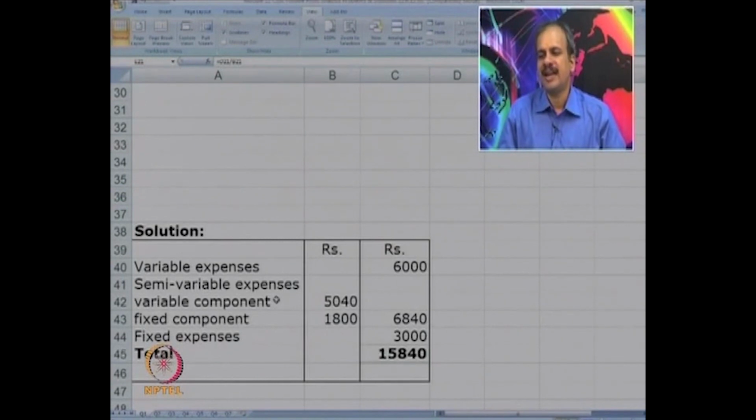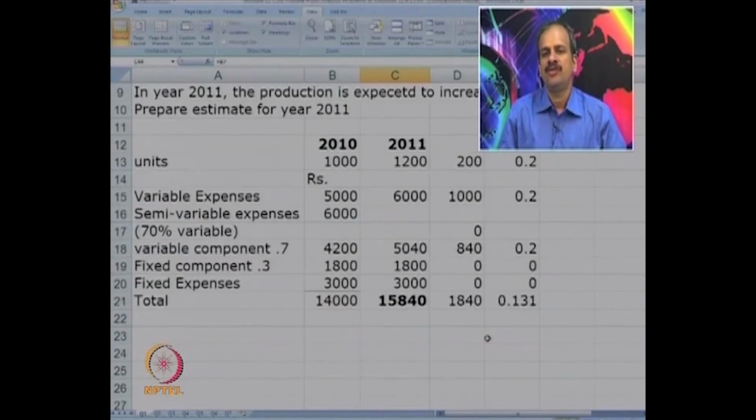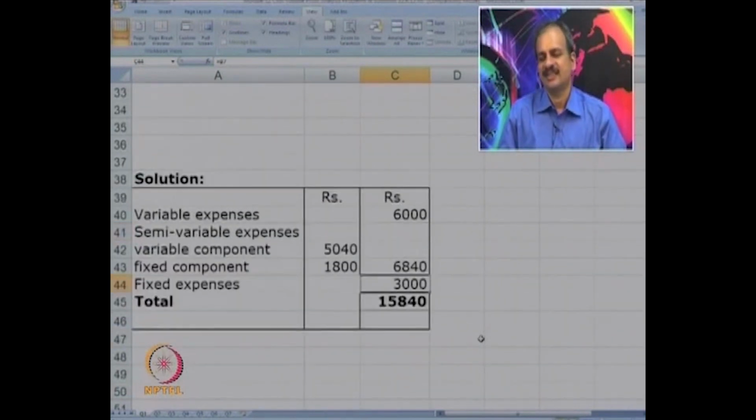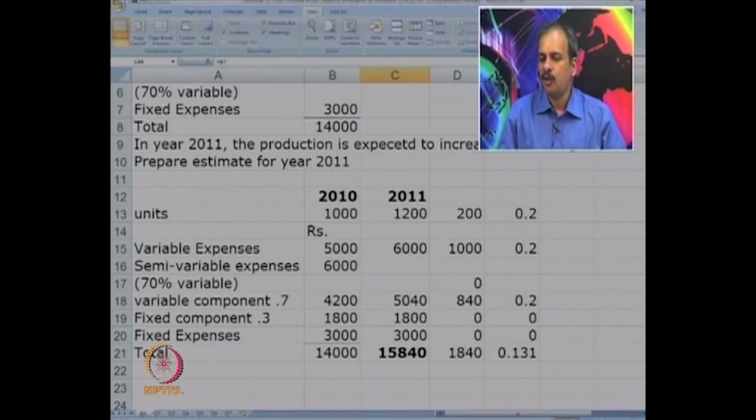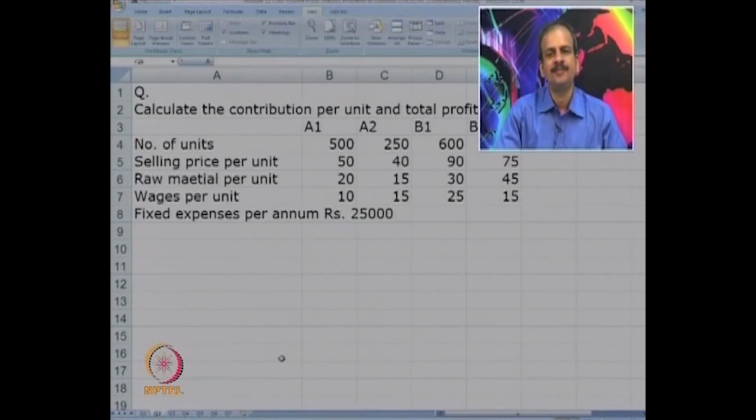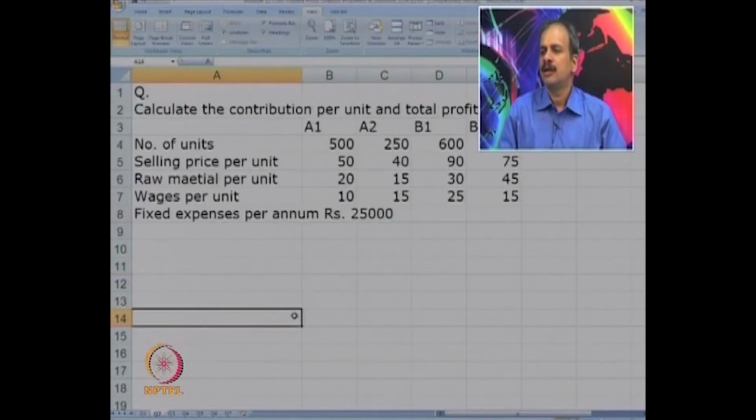This is the way also you can calculate the final answer, that variable cost will be now 6,000, semi variable is 5040, semi variable is 6840 the total, and fixed is 3,000. So 15,840 will be the revised cost. It's clear? I am going very slow. I hope you can do it as I am discussing. Now let us look at the next case. Now calculate the contribution per unit and the total profitability. We have been given the data about 4 products.